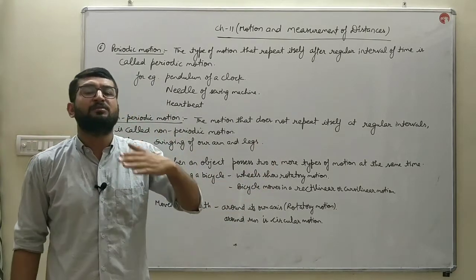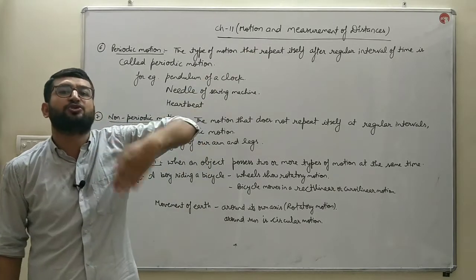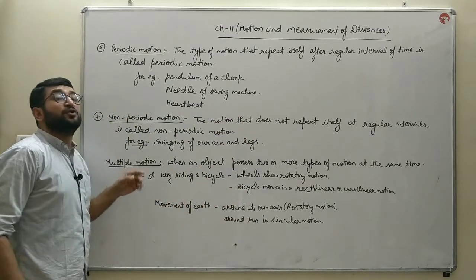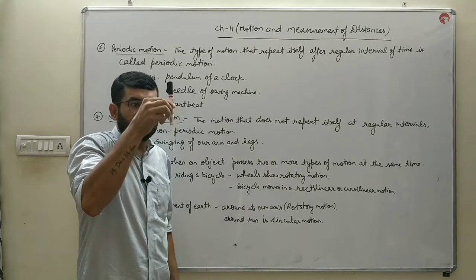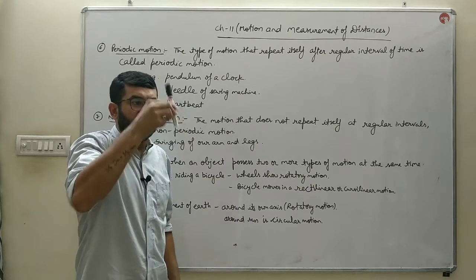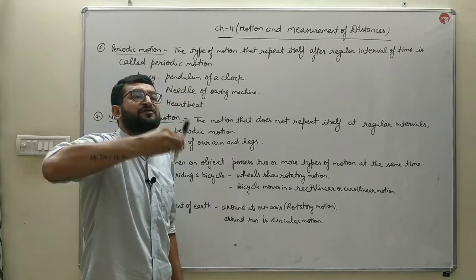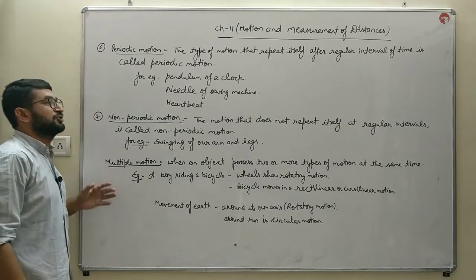For example, the pendulum of a clock. After a fixed interval of time, it returns back to its original position. Needle of a sewing machine. You must have observed a needle in a sewing machine. It keeps on moving in a fixed manner. It keeps on coming back at the same position in a fixed interval of time, like this. So this motion is known as periodic motion.